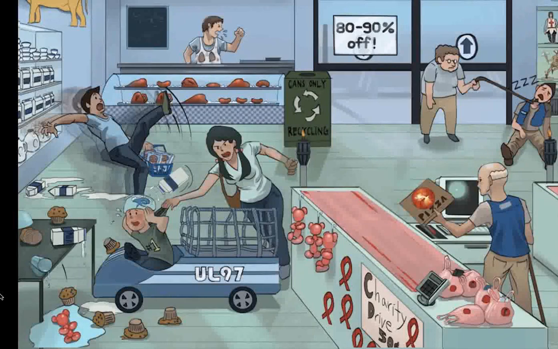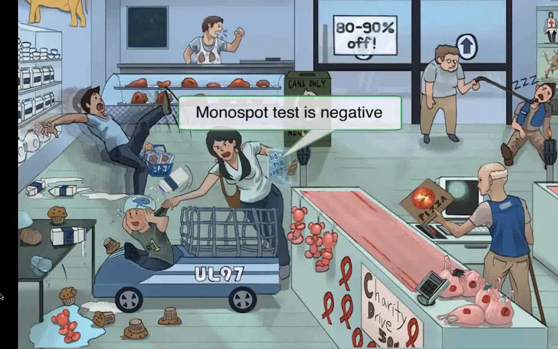So since it looks so much like mono, what's a quick way to tell a difference? Well, if we ran a monospot test on a pharyngeal swab, it would be negative. So to remind you of this test, we have the mom carrying a no-mo-spot detergent for negative monospot.